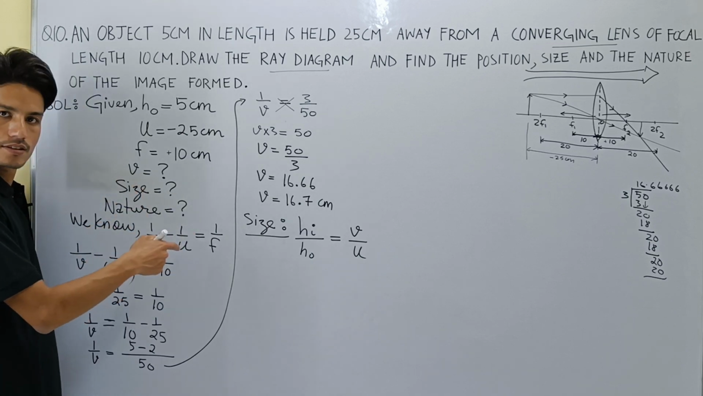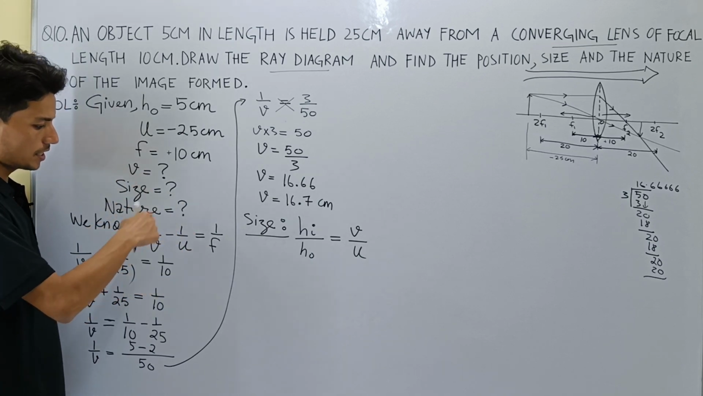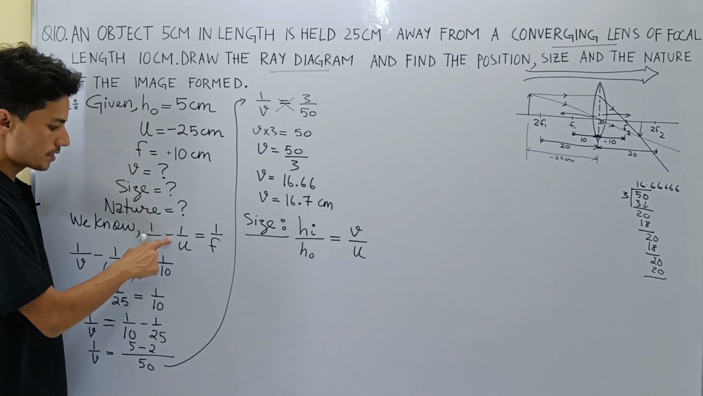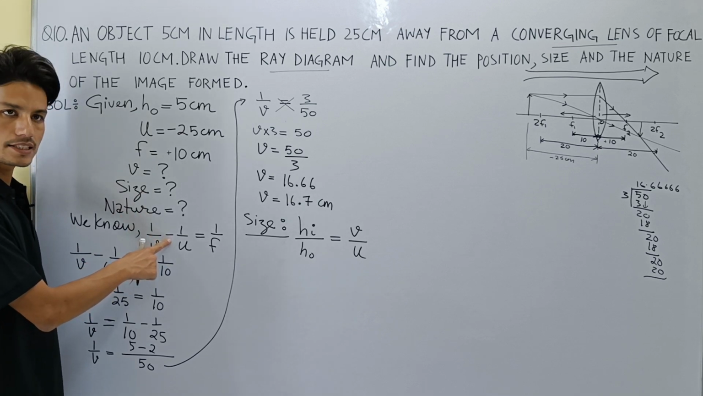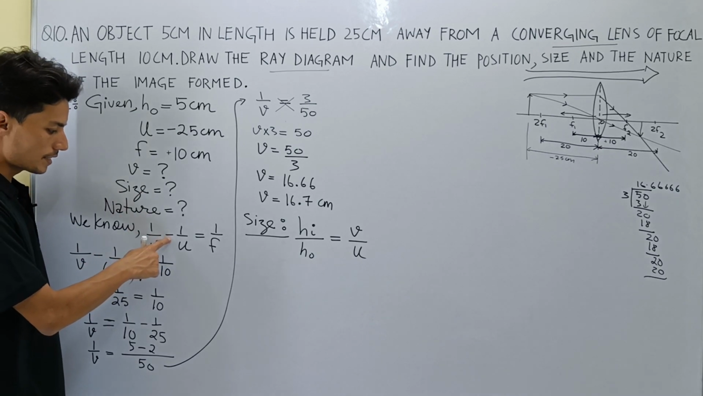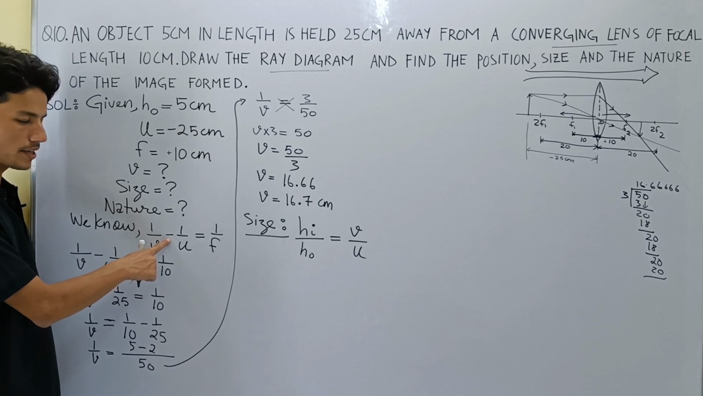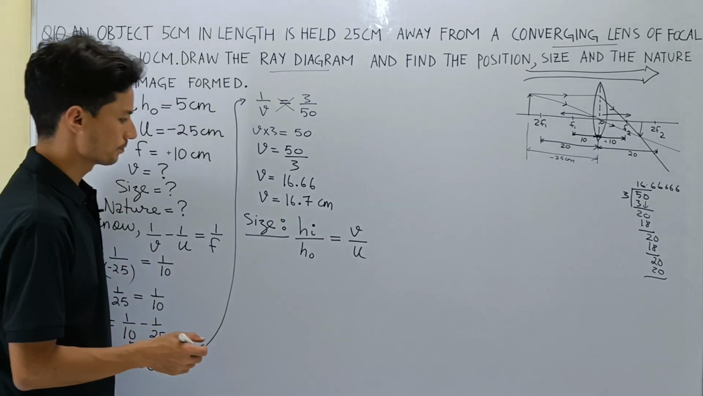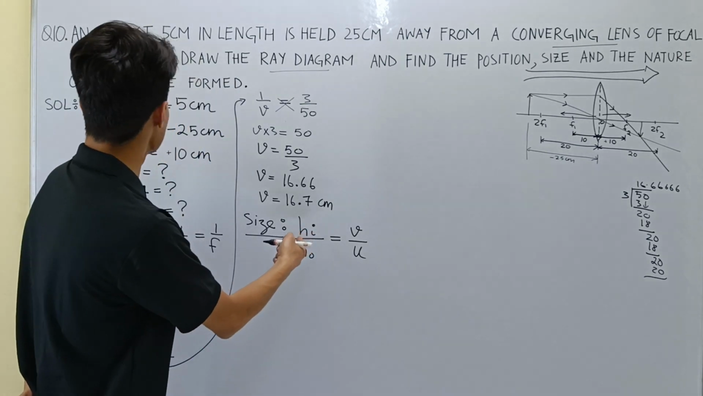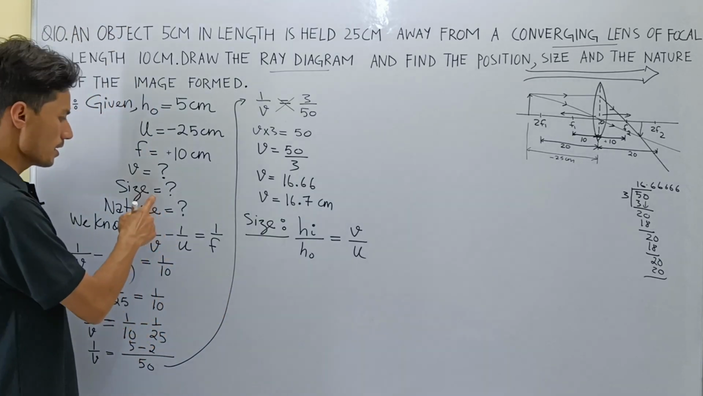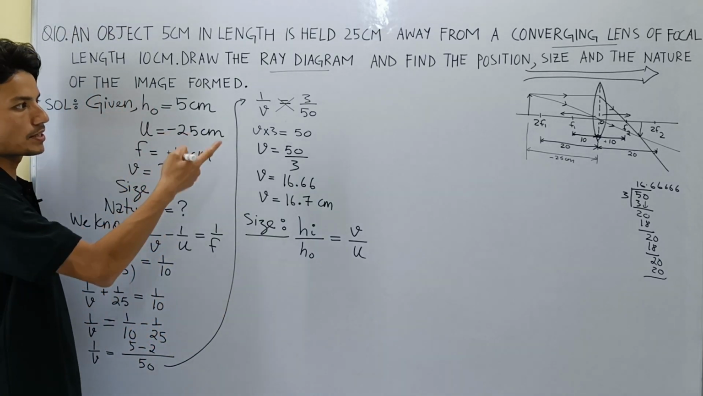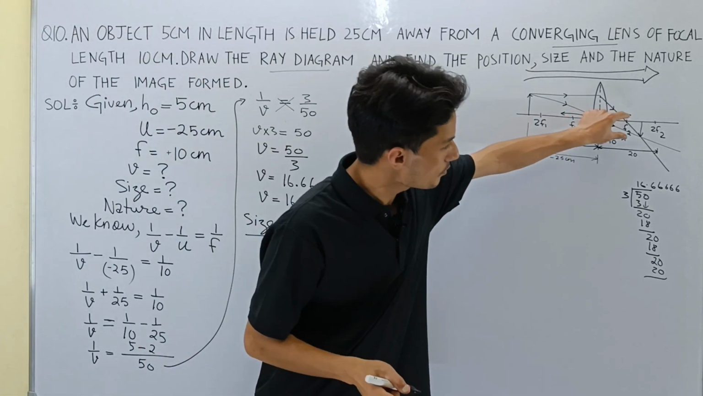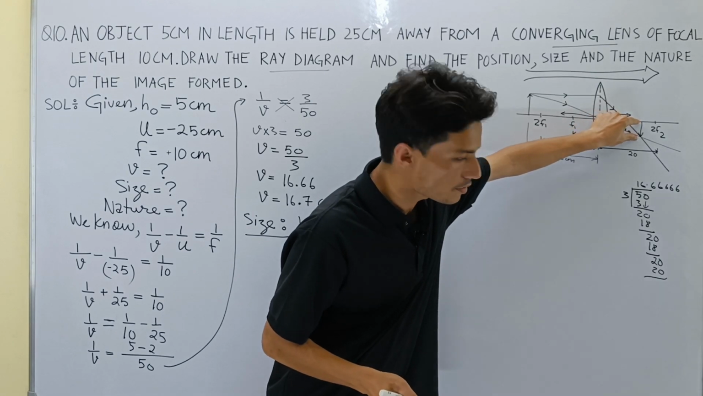But this is lens, so there's a slight difference in the lens formula and mirror formula, and that is that the lens formula has a negative sign, whereas the mirror formula has a positive sign. Remember that. Now HI value, that's what we are supposed to find. Size here refers to the size of the image. They want us to find out the size of the image. How big is the size of the image?